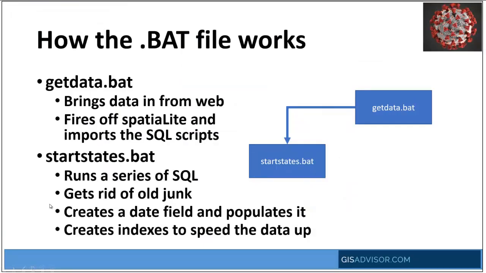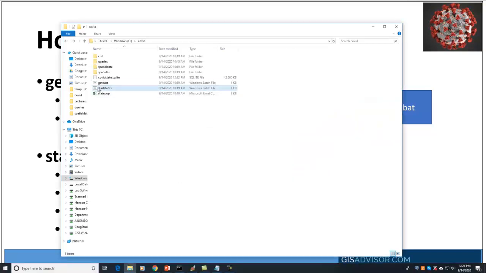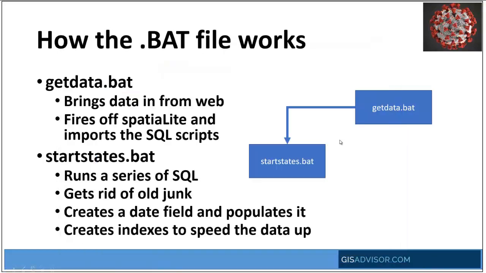Now we had to bring all that data in to get it into SQLite. And to do that, we clicked on Get Data. That's a DOS or Windows batch file. And what that allows us to do is string together a number of commands. So the first thing we do is we run the getdata.bat, and then that calls the startstates.bat.